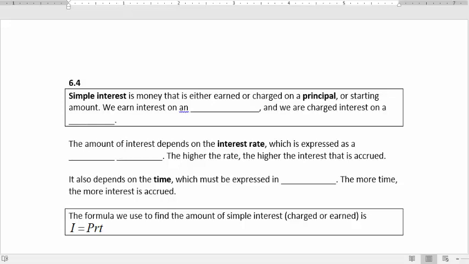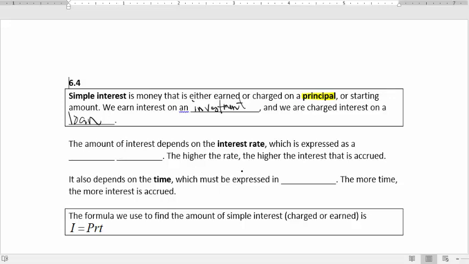So simple interest is money that you're either earning or being charged on a principal, right? So principal is a key term here. The principal is always the starting amount. Now, if you have an investment, that's when you're earning interest. And when you have a loan, that's when you're being charged interest. So you earn interest on an investment and you're charged interest on a loan.